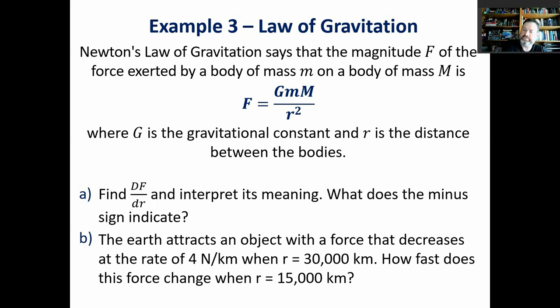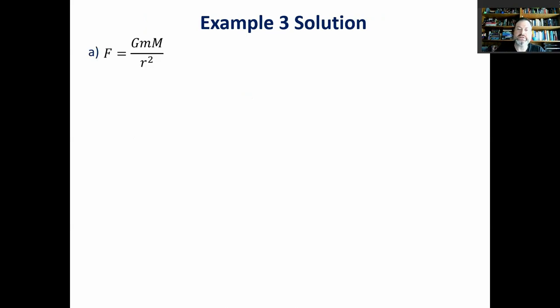There's a lot going on here, right? So you can imagine that the object is moving away from the Earth, right? Because, well, we'll see in part A why it has to be moving away. And then how fast does this force change when the radius is 15,000 kilometers? All right, so let's jump right in. Let's look at part A.